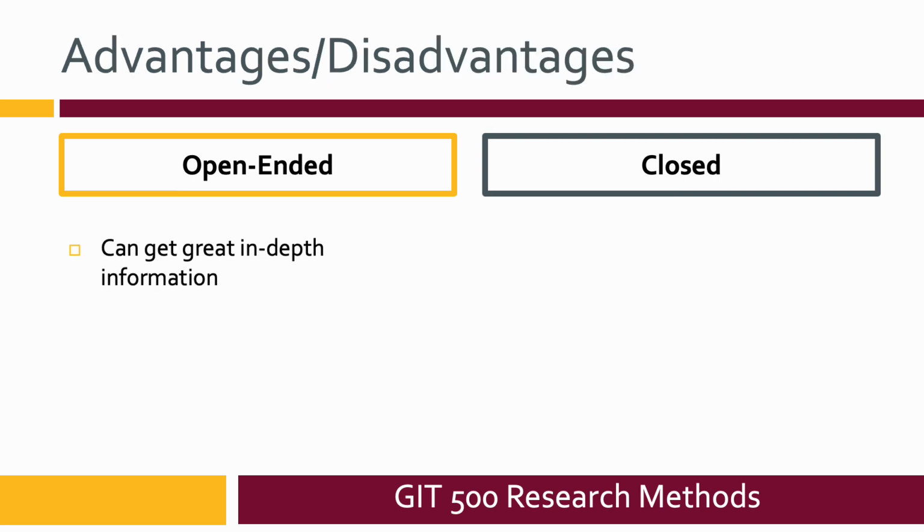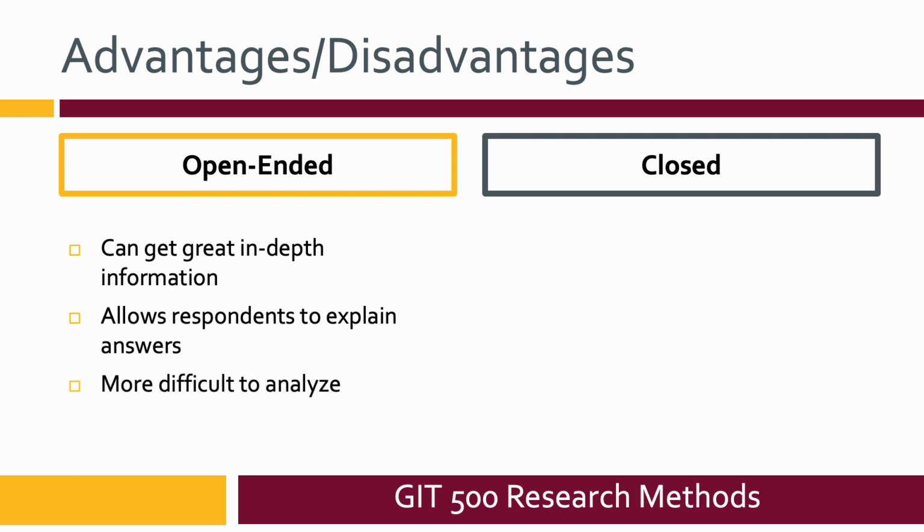The advantages and disadvantages of open-ended is that you can get some really great in-depth information and people can explain their answers, but then it's more difficult to analyze. So if you have an open-ended question, and particularly people do this, how old are you? Well, if you have 50 participants and you ask how old are you, you might get 50 different answers, or you might get 20 30-year-olds and 5 60-year-olds, and you have to analyze all that. So it's more difficult to analyze certain information.